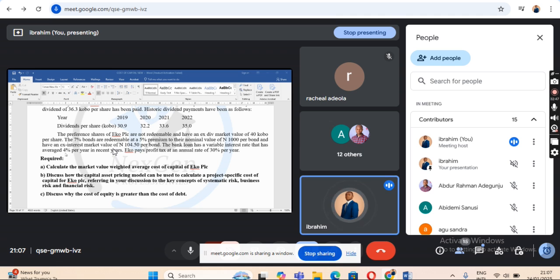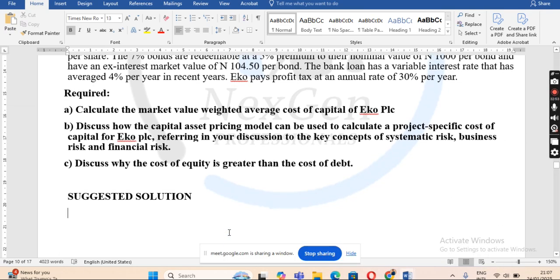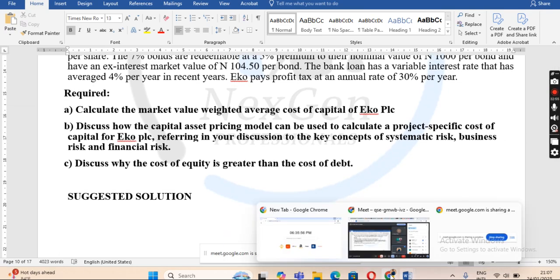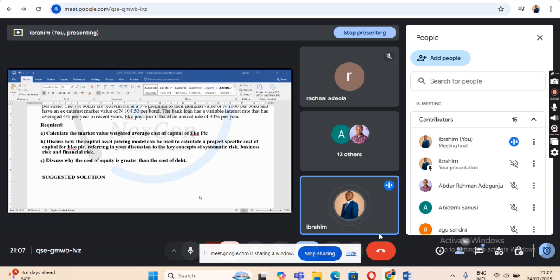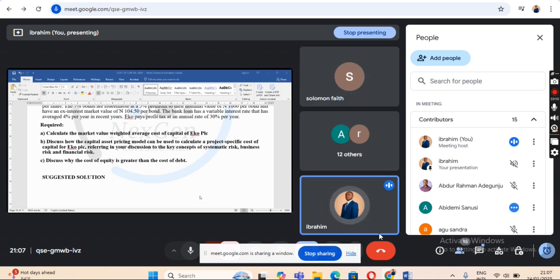Okay, someone should list the steps for calculating weighted average cost of capital. Steps. What are the steps? Unmute your mic. What are the steps? Step 1. Identify the sources of finance. We have established that. Is that not so? We have identified our sources of what? Finance. Step 2. Calculate the cost of capital.